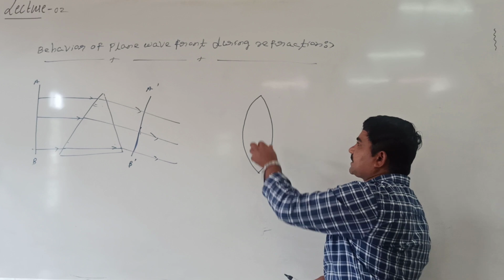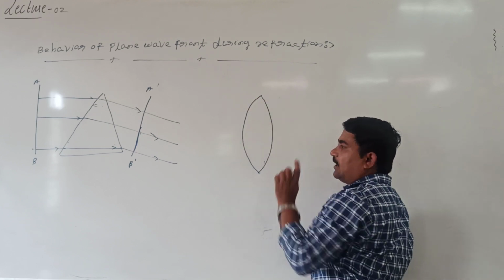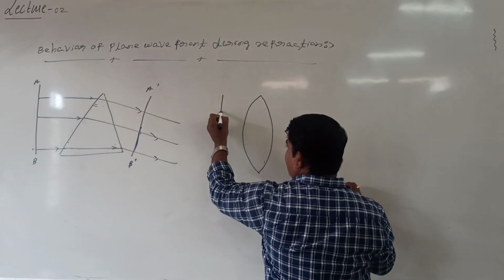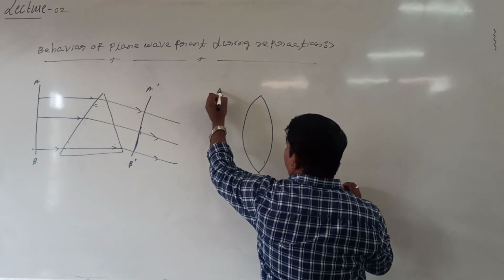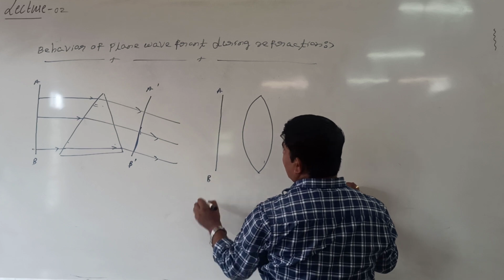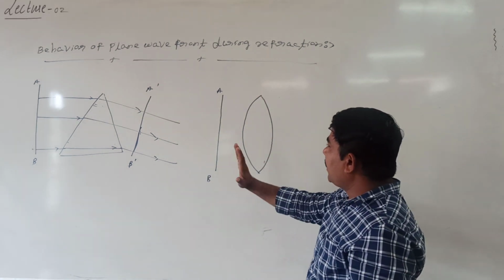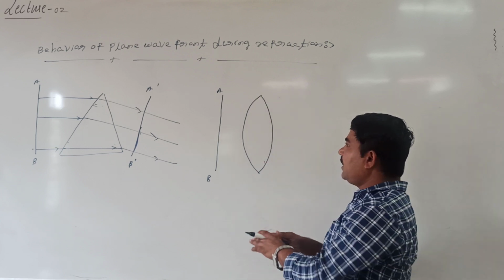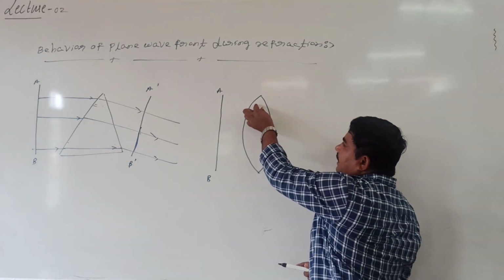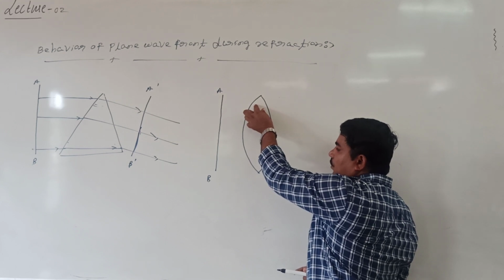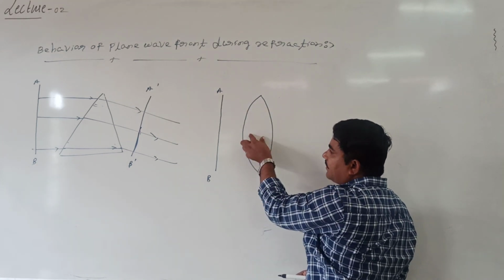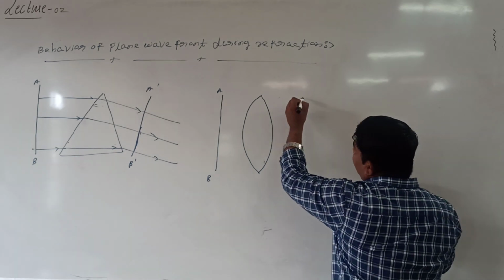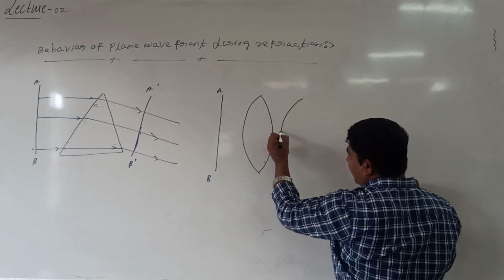Convex lens means it is thinner at the edges and thicker at the middle. Right or wrong? Let us take the plane wavefront AB incident. When the plane wavefront is incident on this convex lens, it gets refracted. The plane wavefront bends a little bit at this point and a little bit at this point, but at the middle it bends more. After refraction, the plane wavefront becomes like this.